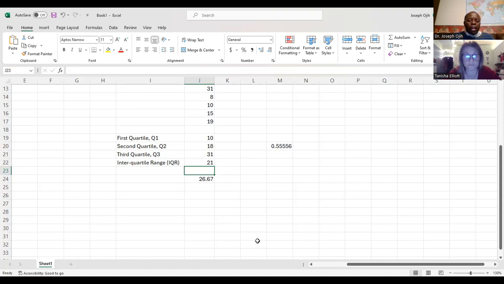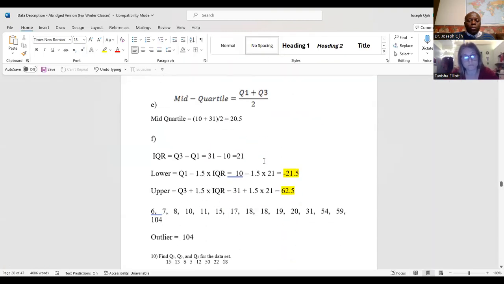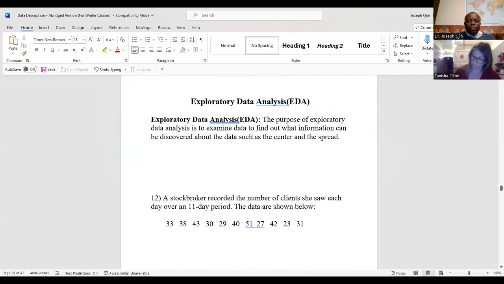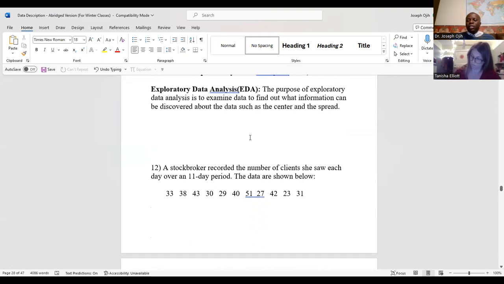So in our next class, we will begin from exploratory data analysis, and then finish this section so that we go into probability. Any question before we leave?